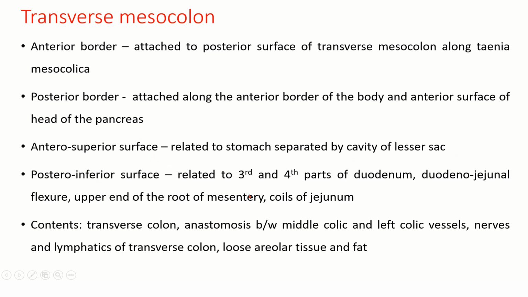Posterior inferior surface is related to the third and fourth parts of the duodenum, duodenojejunal flexure, upper end of root of mesentery, and coils of jejunum. The contents of the transverse mesocolon are the anastomosis between middle colic and left colic vessels, nerves and lymphatics of the transverse colon, loose areolar tissue and fat.